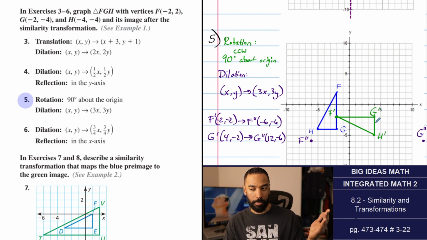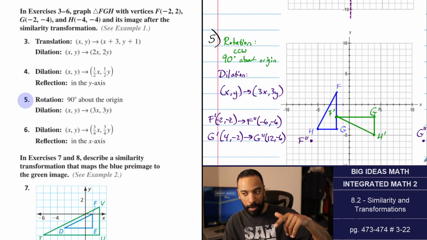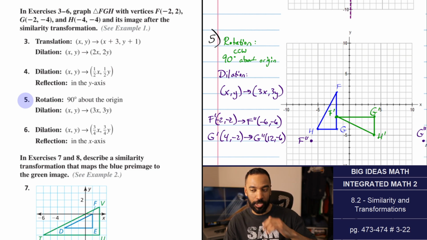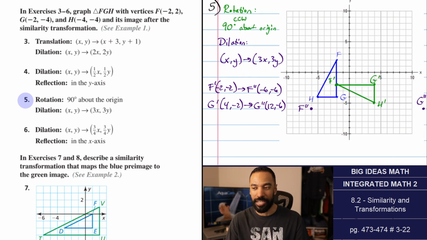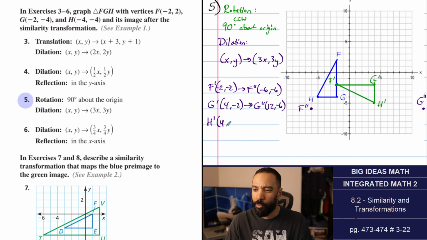Hey, if you want H double prime, we got a triple 3, right? That'll be 9 down from there, but it's going to be out there. So 9 down from -6 is actually -15. So, you know, that's where that's going to be. H prime is at 4, -5. And so H double prime is at 12, -15.